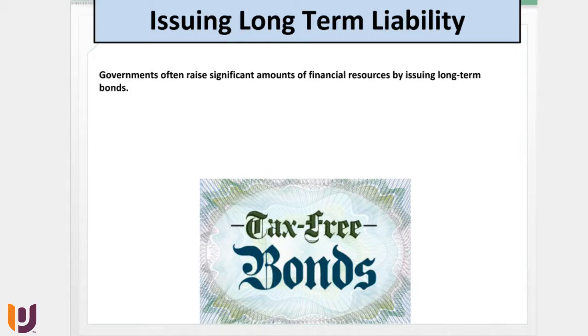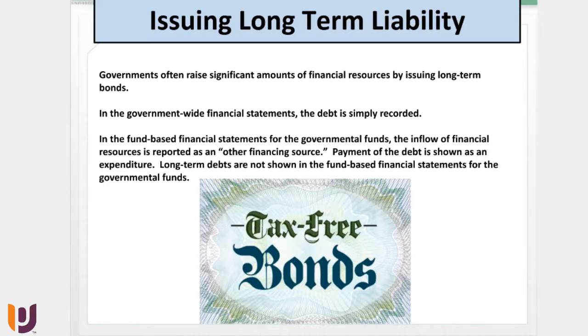Governments often raise significant amounts of financial resources by issuing long-term bonds. In the government-wide financial statements, the debt is simply recorded. In the fund-based financial statements for the governmental funds, the inflow of financial resources is reported as an other financing source. Payment of the debt is shown as an expenditure. Long-term debts are not shown in the fund-based financial statements for the governmental funds.